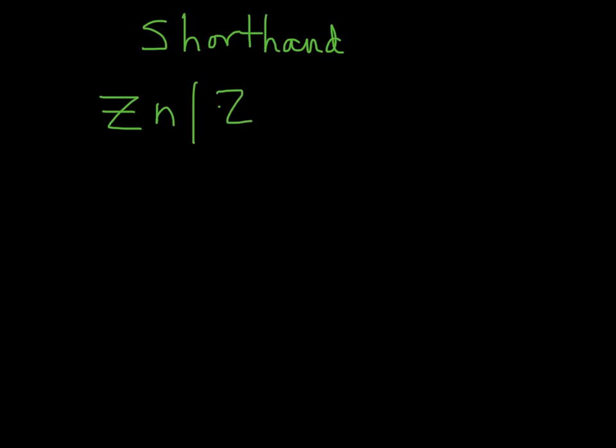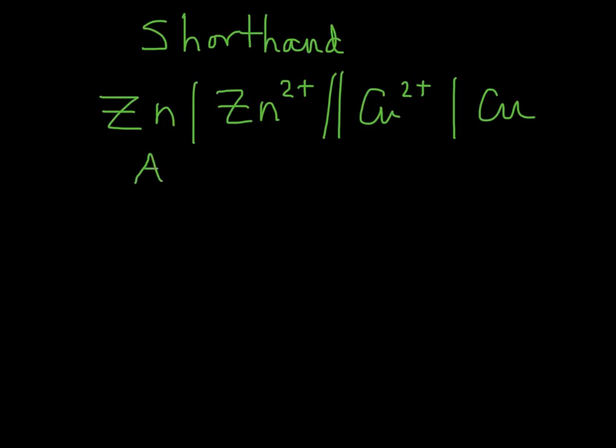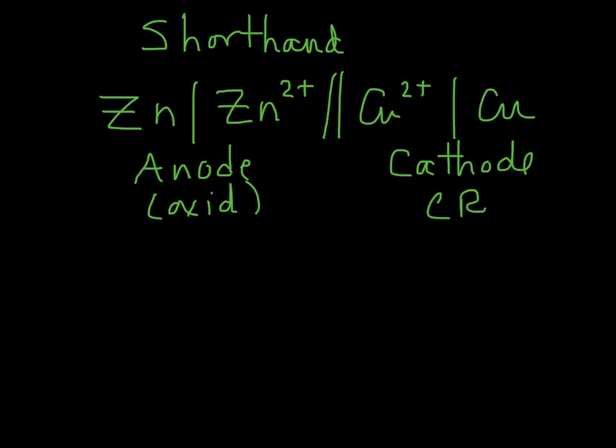Okay. So zinc to zinc ion with a line in between, and then a double line, and then copper ion and copper. Okay. So the format of this is you write over here what's happening at the anode, which we remember is the oxidation, right? And over here you write what's happening at the cathode, which we remember is the reduction. And this double line represents the salt bridge.